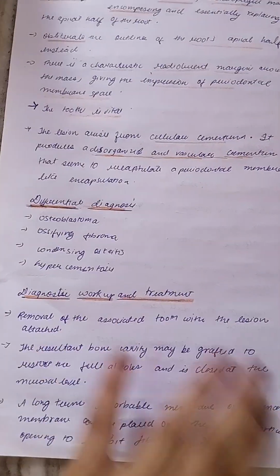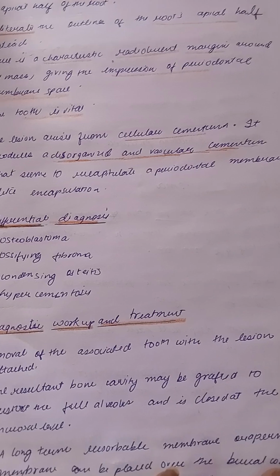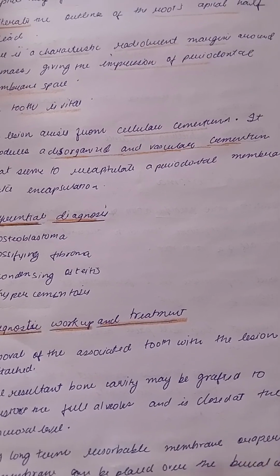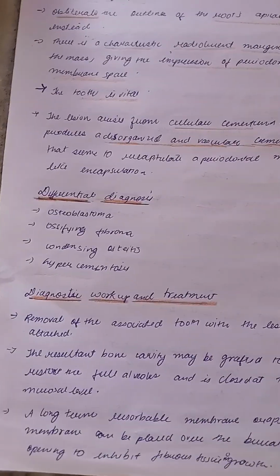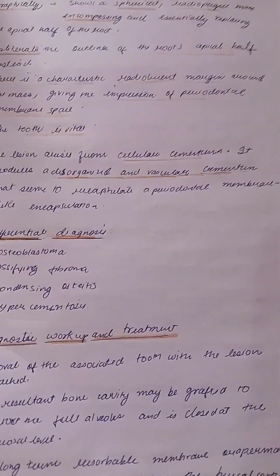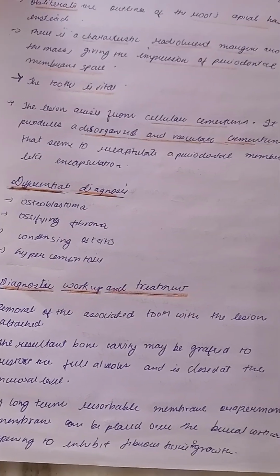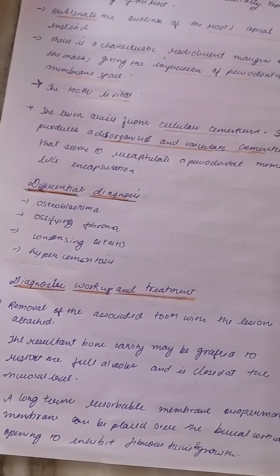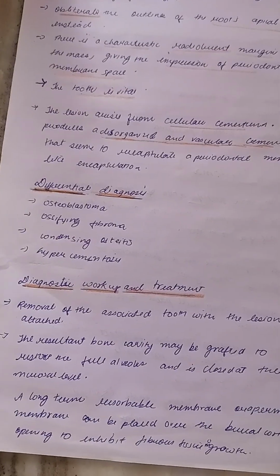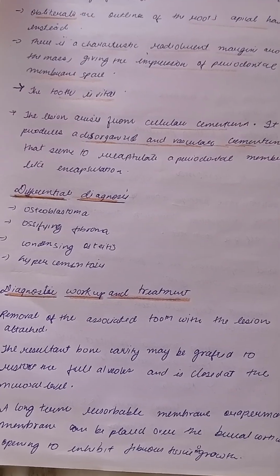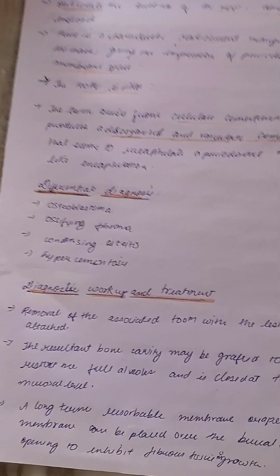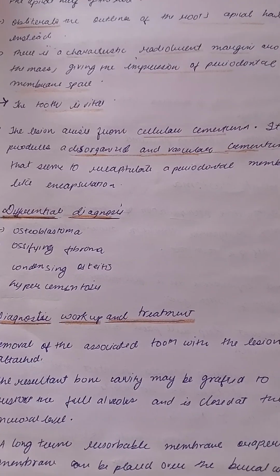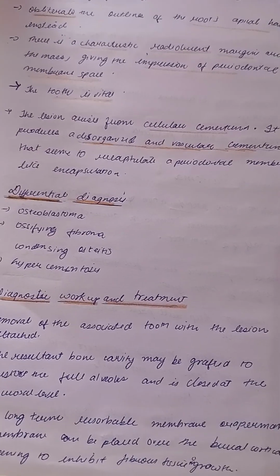Okay, for this cavity, a graft can be used, and newer generation materials like bone morphogenetic protein and acellular collagen can be used when the cementoblastoma is removed along with the tooth. A long-term resorbable membrane can be given, or a permanent membrane can be placed over the buccal cortical opening to inhibit fibrous tissue ingrowth. So that fibrous tissue ingrowth does not happen, we give a resorbable membrane or a permanent membrane over the buccal cortical opening.